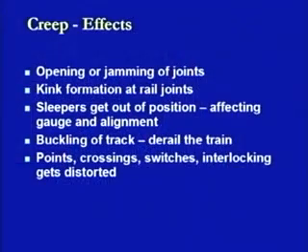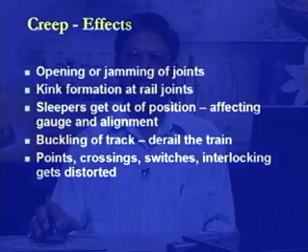Another aspect related to these creeps is that the points and crossings, or switches or interlockings, get distorted. Points, crossings, switches or interlockings are the aspects used for the turning of a train from one track to another track. If there is a movement of the rail, then whatever points or crossings are being provided, or the locations of the switches, or the interlocking of these points and crossings with the signals, everything gets distorted.